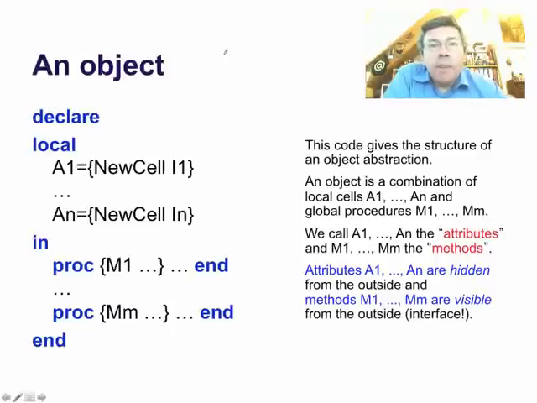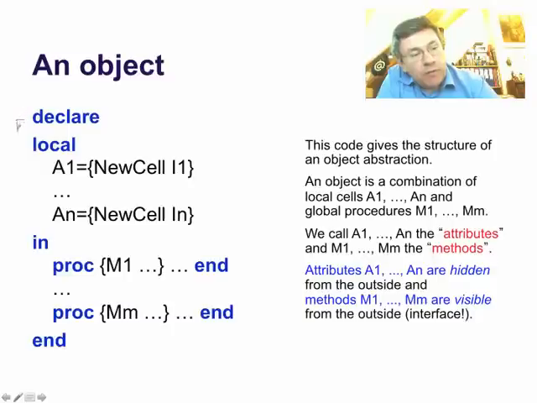Let's start by explaining what is a single object. An object is a data abstraction encapsulating value and operations. And from there, we will build up toward all the principles of object-oriented programming.